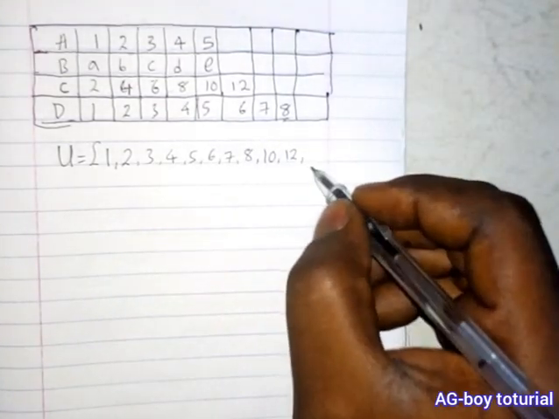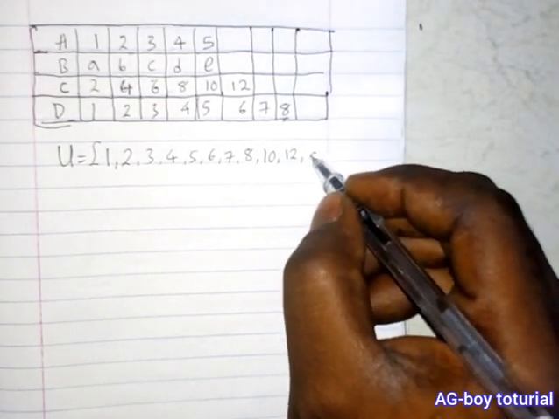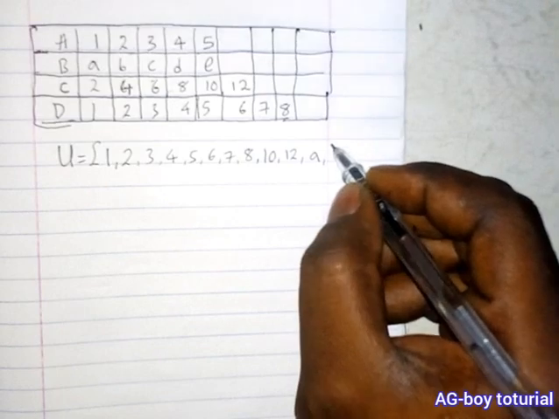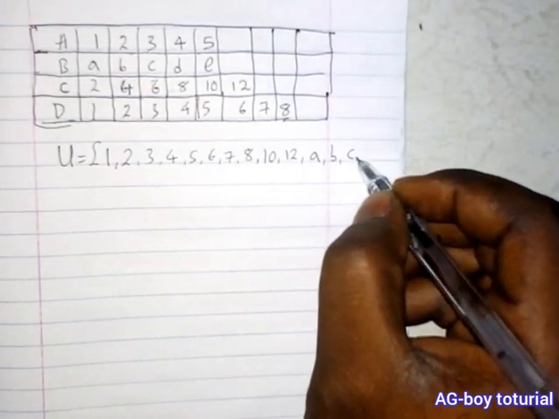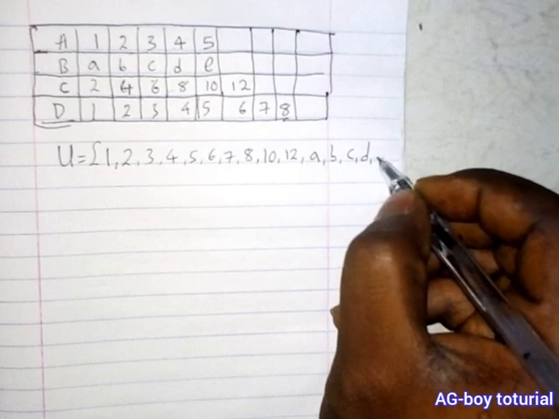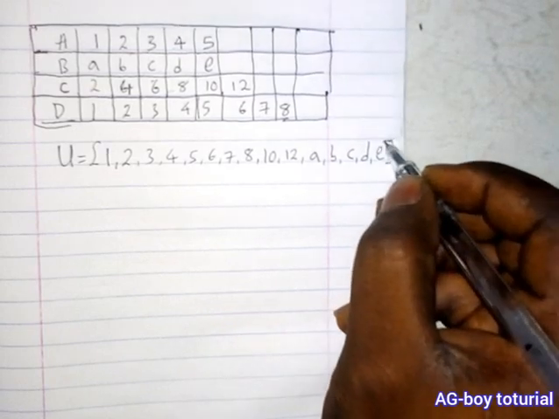Then the letters A, B, C, D, and E. I close my bracket.